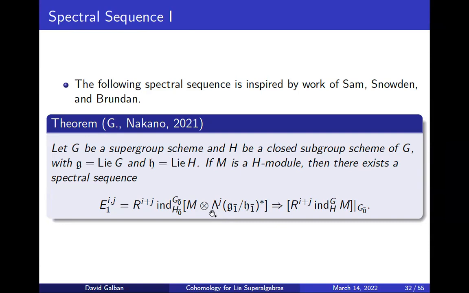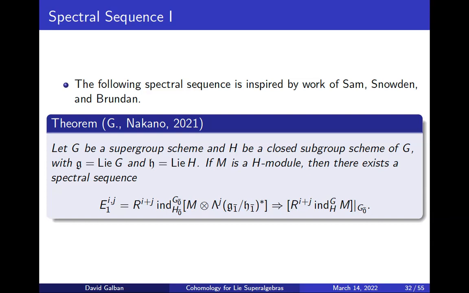So essentially over here, we're having just regular or ordinary algebraic group sheaf cohomology, and then the same over here. But then this is really just the sheaf cohomology for the supergroup, just restricted down to G_0.